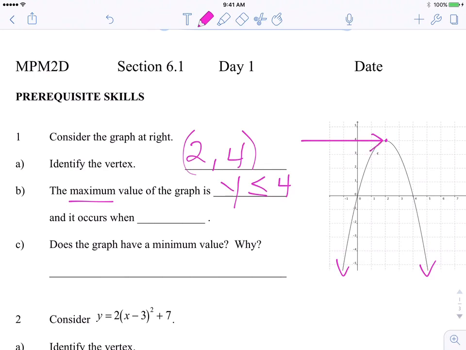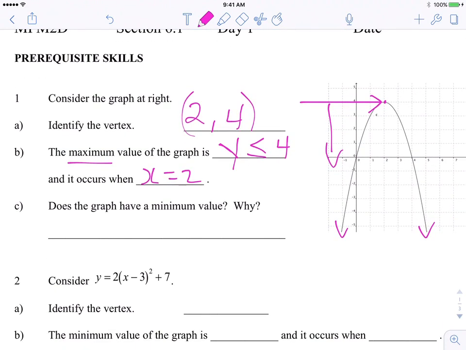You'll notice here there is no parabola above it. So the parabola exists below y equals 4. That's why we say y is less than or equal to 4. And it occurs when x equals 2. So this limitation of the parabola occurs when x is 2. That's basically our vertex. Okay.